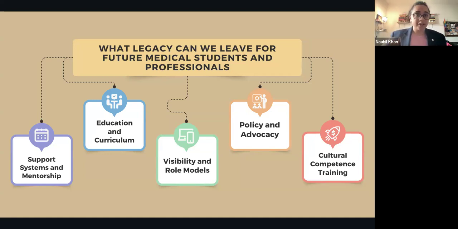Visibility and role models. I've got so many role models within the university who are involved in EDI, but I think priming the next generation of role models and highlighting that visibility of ethnic minority representation in faculty and staff and students, and especially senior students as well, will very much leave a good legacy for future first and second years.